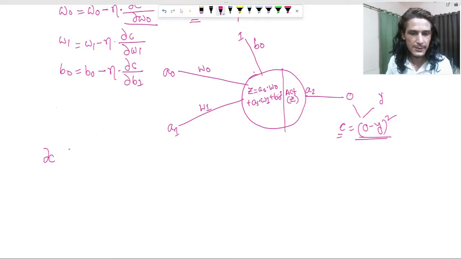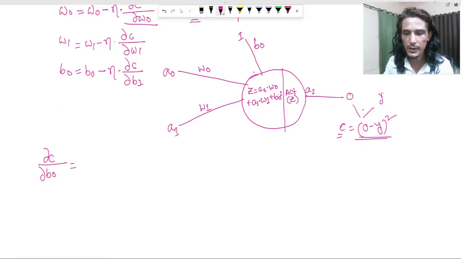Now, let's start with this B0 first. Rate of change of the cost function with respect to B0. Like, if I do a small change here in B0, how much does the cost function change? That's what we want to compute. Now see, as you can see here, this cost function is not directly a function of B0. So directly we cannot write any specific equation there.